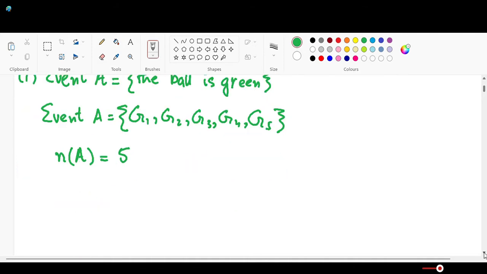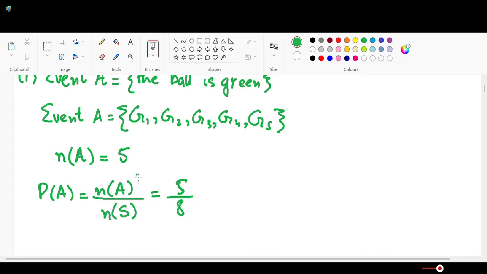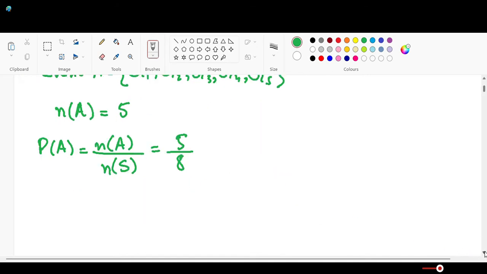P of A, the probability of A, will be n of A, the number of elements in A, divided by the number of elements in S. So that's 5 over 8. That is the probability of us getting a green ball. And from the looks of it, that is a high probability.